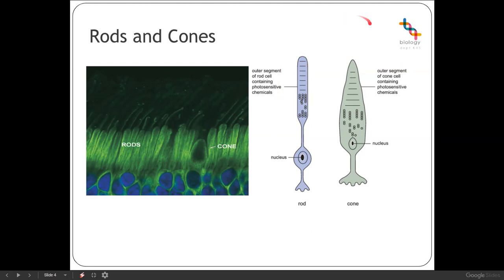Cone cells, on the other hand, these ones here, are not as sensitive to light as rod cells. However, what they are sensitive to is specific colours or wavelengths of light, so green, red and blue, and in some animals also UV light. And it's these cone cells that allow animals to have colour vision.